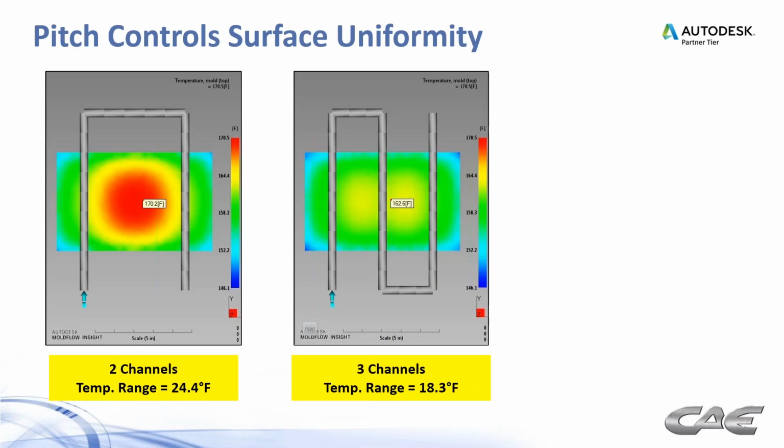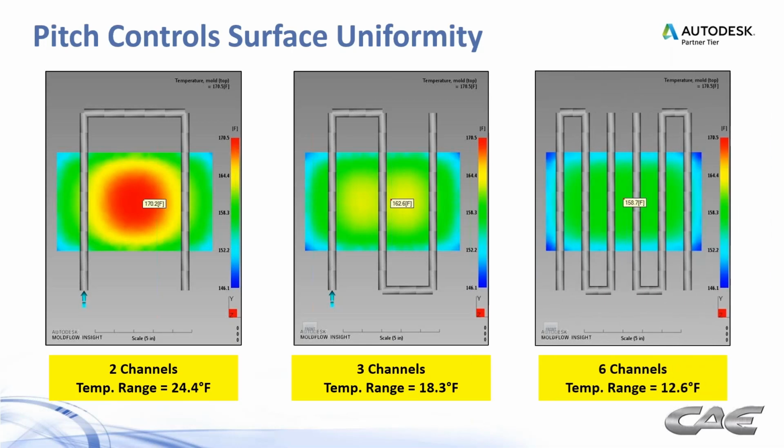Now we've got an 18-degree temperature variation across the part. Some improvement, but not quite where we'd like to be. So now we put 6 channels. Now we've got that temperature range down to 12, and you can go even farther than that. But the point is that the pitch, the distance between channels, controls that surface uniformity. And we can model up all sorts of different designs to see what's best, and we want to try to keep that temperature range as low as we possibly can.